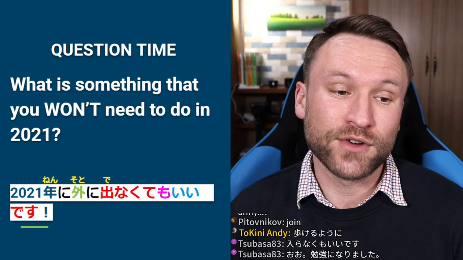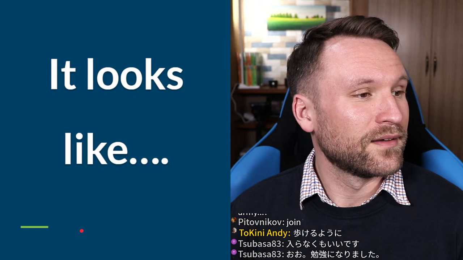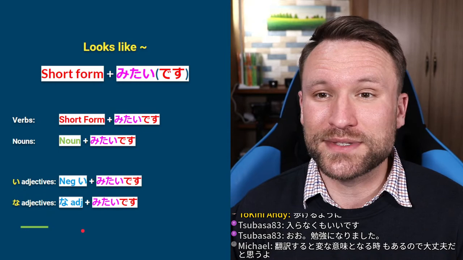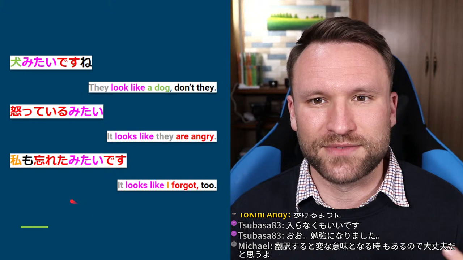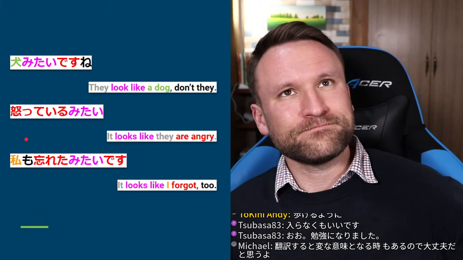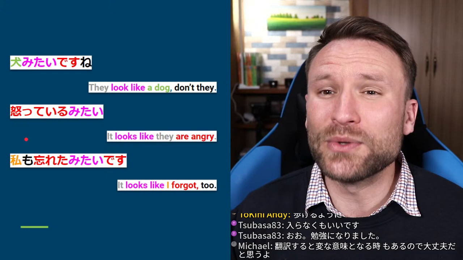All right. Our next section was mitai, which was very similar to そうです, but usually used to mean, for example, with nouns, that someone looks like something else, or with short forms, then it's something more like そうです. For example, inu mitai desu ne means they look like a dog, don't they? Or okotte iru mitai means it looks like they are angry. So it's similar as in like, you might have heard from someone that they're angry and you'd say, it looks like so-and-so's angry. Okotte iru mitai. You can hear them screaming from the other room.